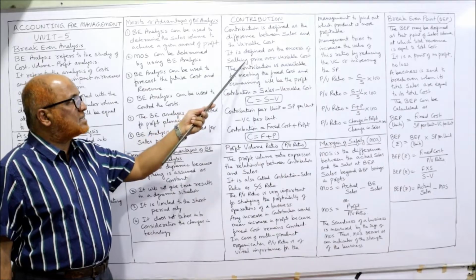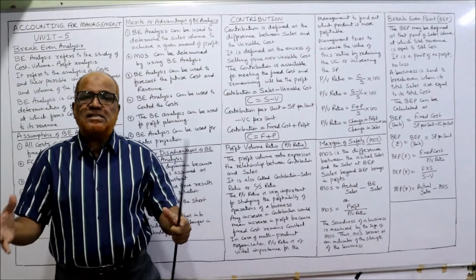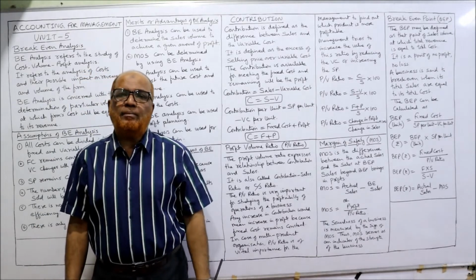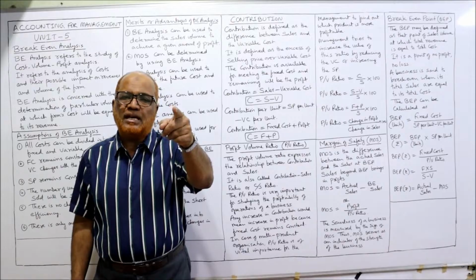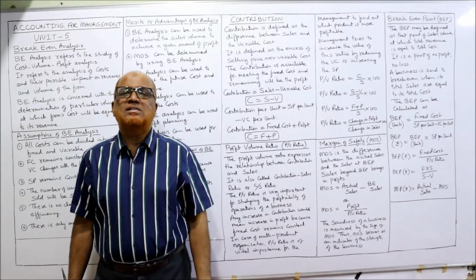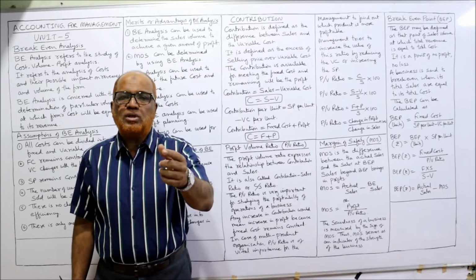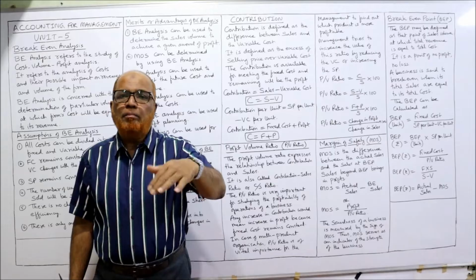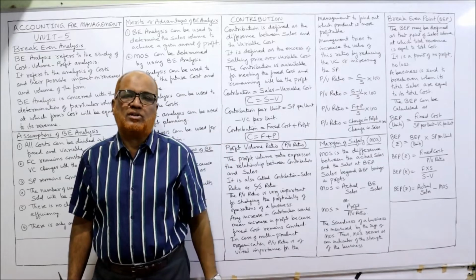It is defined as the excess of selling price over variable cost. Suppose the sales are 10 lakh and the variable cost is 4 lakh. So, from 10 lakh rupees sales, deduct 4 lakh rupees variable cost, the remaining 6 lakh rupees is called contribution. And this contribution is available for meeting the fixed cost, and the resulting amount will be the profit.